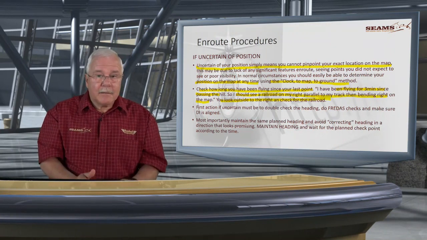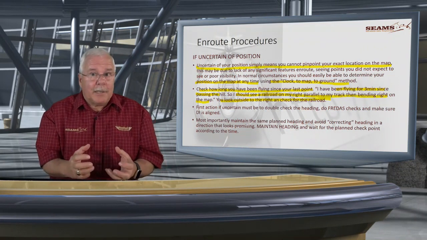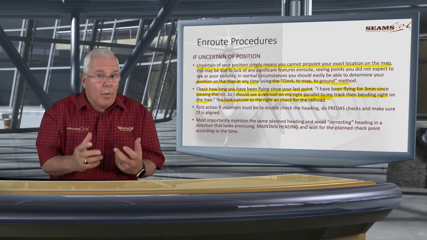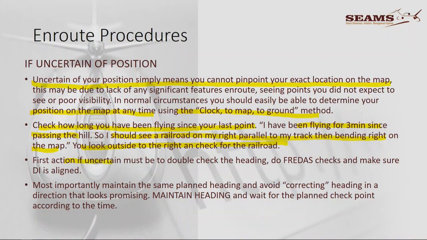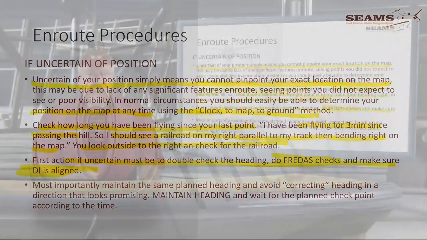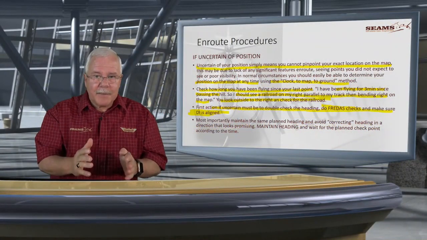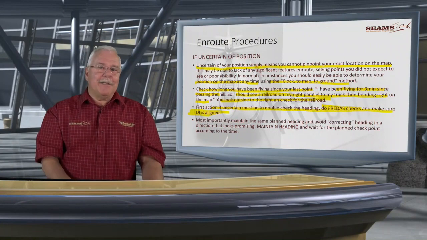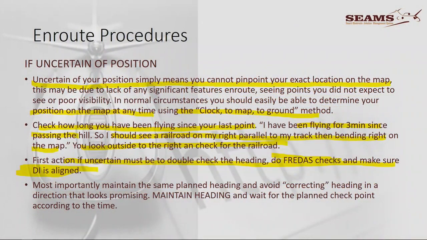It's a threat if we get uncertain of position, because the threat is that maybe we're not going to get to where we want to go or to a proper place to land. So the first action must be to double check. Do FRIDAs, and align the DI and compass. That's the first thing: align the compass and DI. I've now said it. This is the third time in this series that I'm actually speaking positively about that.